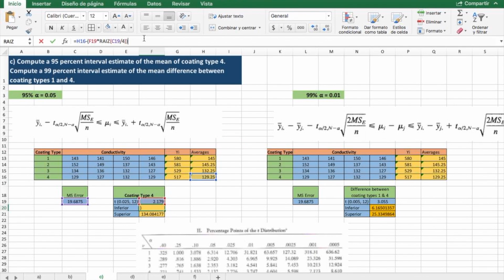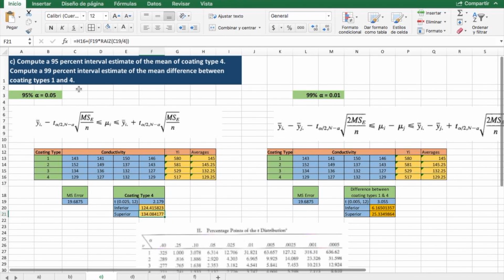To obtain the inferior number, we follow the formula: the average of coding type 4, in this case 129.25, minus the value obtained in the t-table, in this case 2.179, times the square root of the MS error divided by 4, because we have the 4 columns. And this gives us 124. The superior number is obtained the same way, but instead of subtracting, we add.